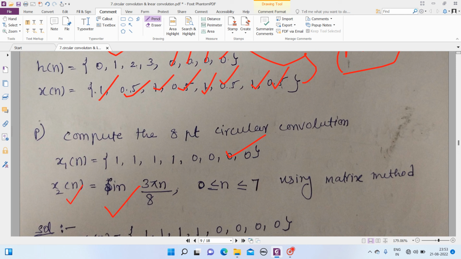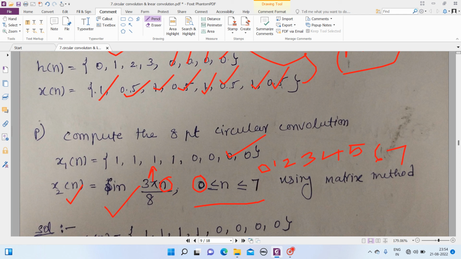How should we find it, ma'am? You just have to apply the value of n. This is an 8-point sequence, so the n value varies between 0, 1, 2, 3, 4, 5, 6, 7, right? You have to apply the n value here, where pi is in radians. It should not be degrees, it should not be 180. It should be radians. You know the value of pi, 3.14. Just use the calculator.